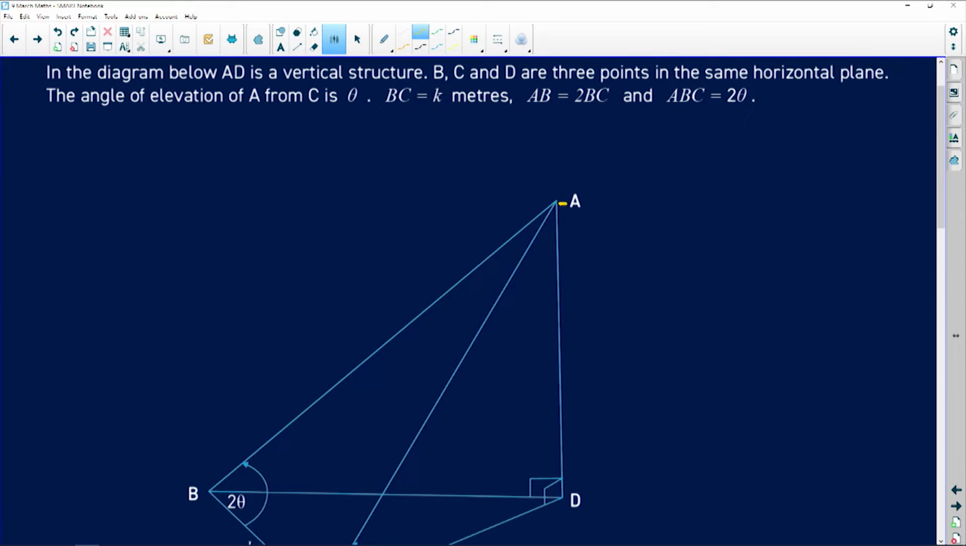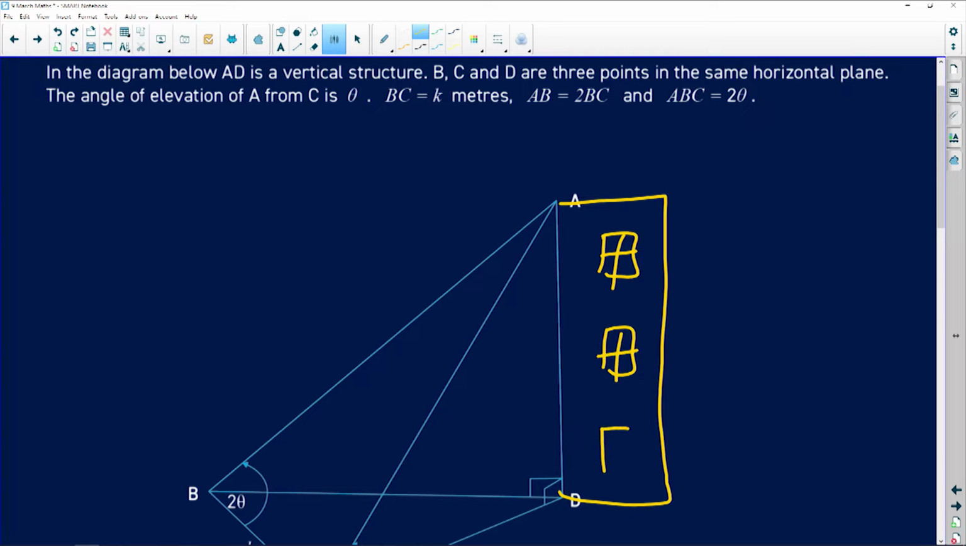Allow me to just wing this one and say this is actually a building. Maybe it's probably a building. I don't know what it is. Let's just see. Maybe that was a building. You can see this is just to help you understand what is going on here. So that's the vertical structure we are dealing with there. B, C, and D are 3 points in the same horizontal plane.